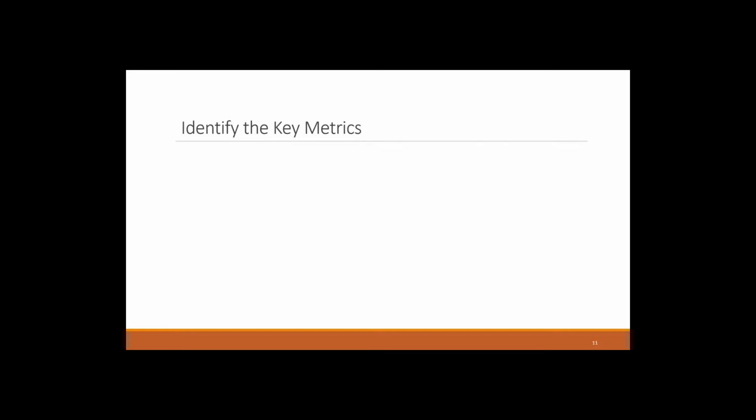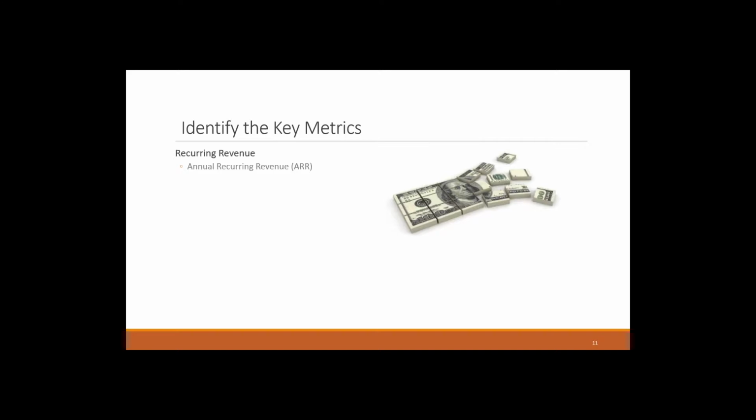So identifying the key metrics. Let's go ahead and talk about this a little bit. We already talked about finance being part of the team. They're going to be interested in this key metric called recurring revenue. So say I pay for a yearly subscription, that's $199 for anything. It could be a music service or whatever.